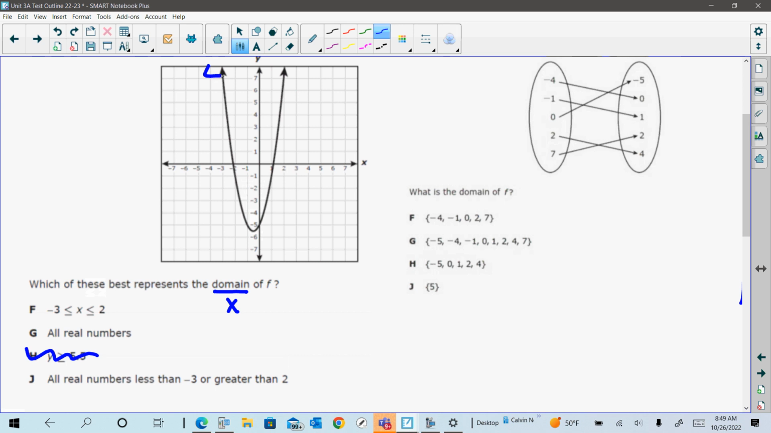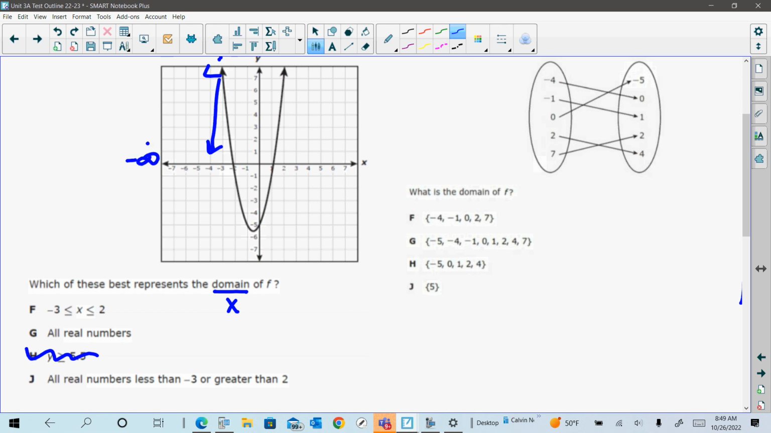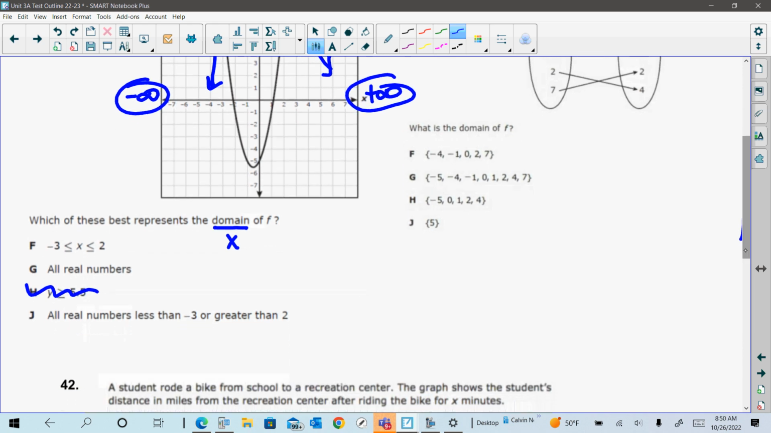So if this is the left of it, and because we see it's pointing up, right? And if I look at the x-axis, it's going to keep going. Wouldn't this be a negative infinity over here? And if this is the right of the graph, it is pointing up, so it keeps going. Wouldn't that be a positive infinity? And what happens whenever I have a negative to a positive infinity? All real numbers. We are done.